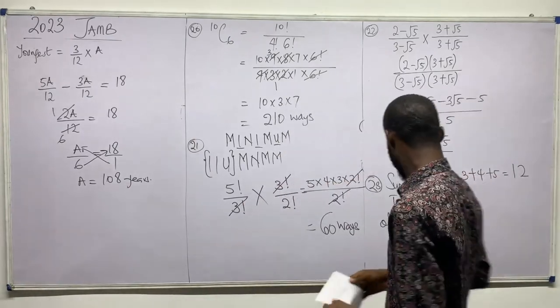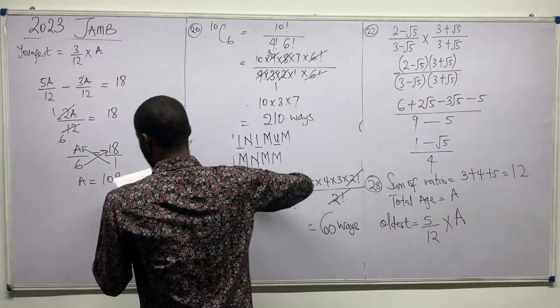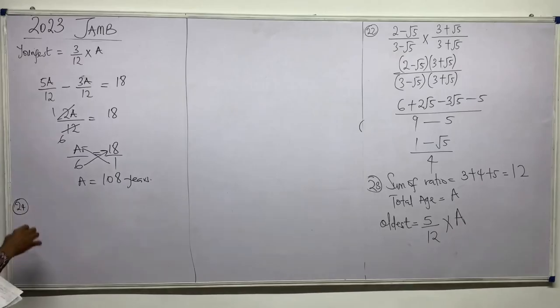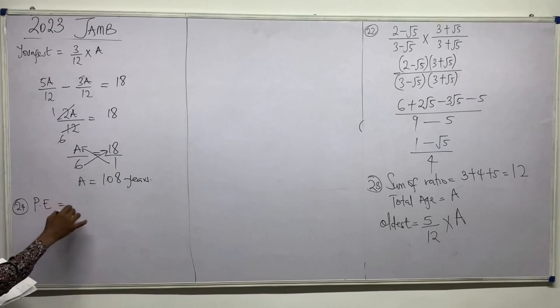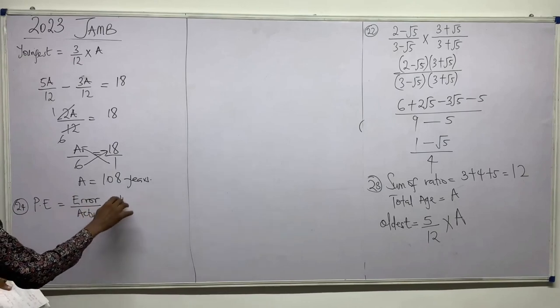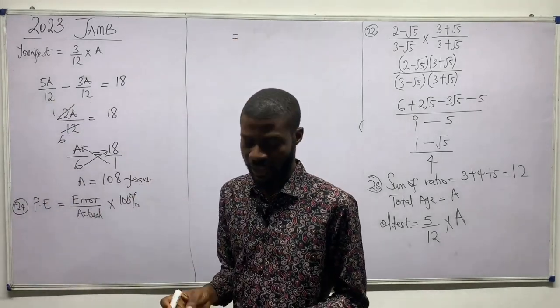Next question. Question 24. A board is 80 cm in length, but it was measured as 120 cm. The question says, find the percentage error. Percentage error is equal to the error you made, divided by the actual value, times 100%. So what is the error that they made here?